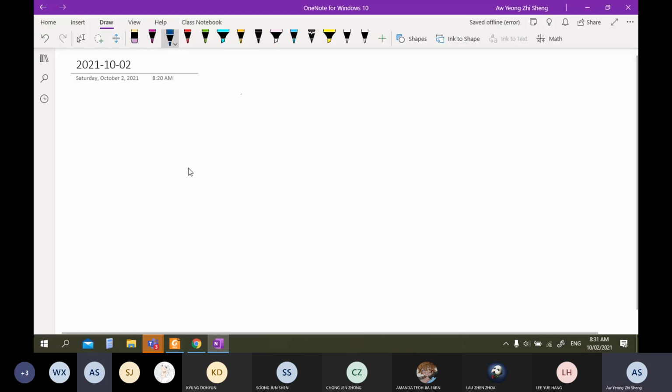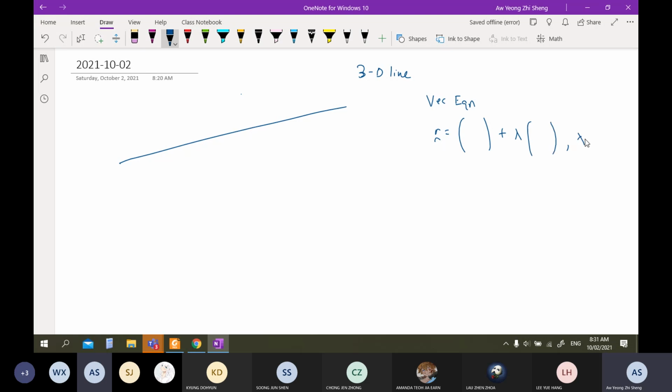Right, so the main thing that we have covered yesterday is that for a three-dimensional line, we learned the vector equation, and it's written as r equals a vector plus lambda times another vector, where lambda is allowed to take all real values. The vector that is multiplied by lambda is known as the direction vector. And direction vector can be any vector that is parallel to the line.